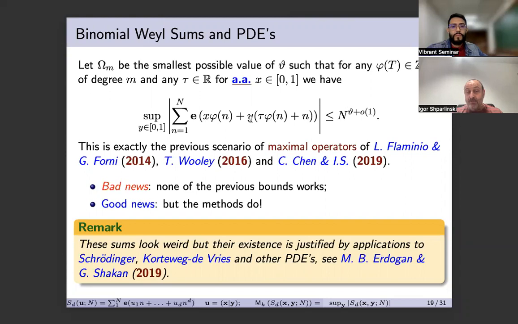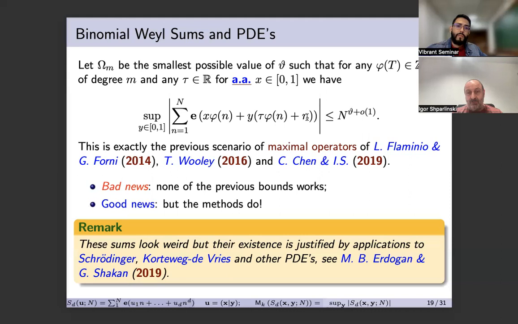Okay. m is the degree of phi, right? Yes, m is the degree of the polynomial. We want it for all polynomials of degree m uniformly. Tau is not so important. If you see how to get a better result for tau equals one, it still would be good. So tau was kind of extra here, which we obtained for free. And the interesting thing is that you need phi of n, and phi of n shifted by a linear polynomial in n. So this is unchangeable for these applications.